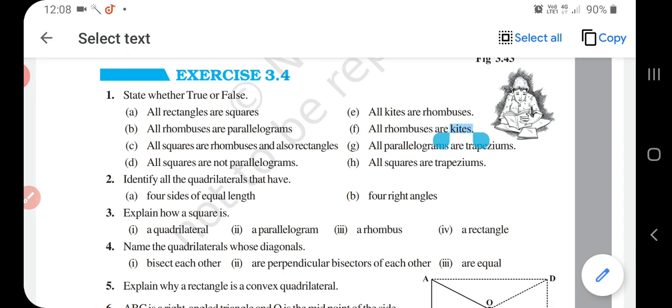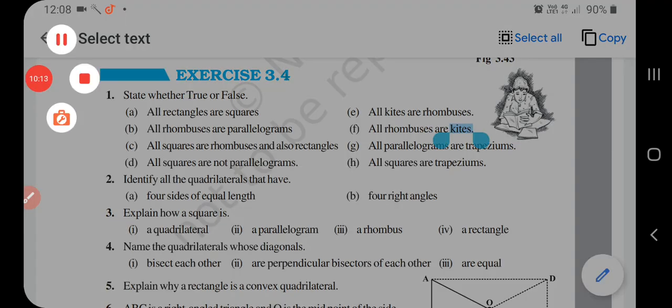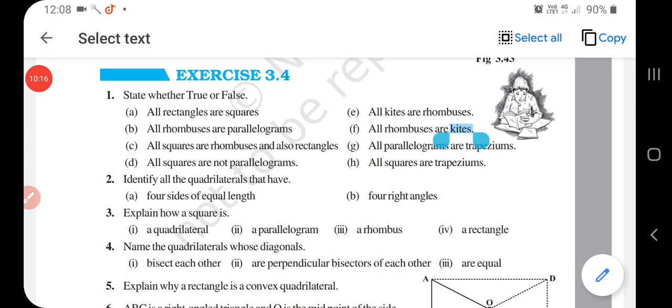State whether true or false. All rectangles are square. You can say yes, if all the sides are equal, because all rectangles have all angles 90 degrees. But all rectangles are square is not possible, because all squares are rectangles is possible. Because all rectangles have opposite sides parallel and equal, but not all four sides are equal. So it is a false statement.